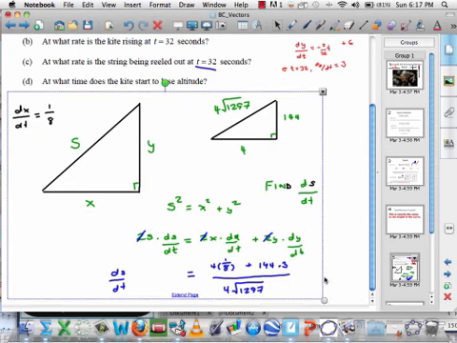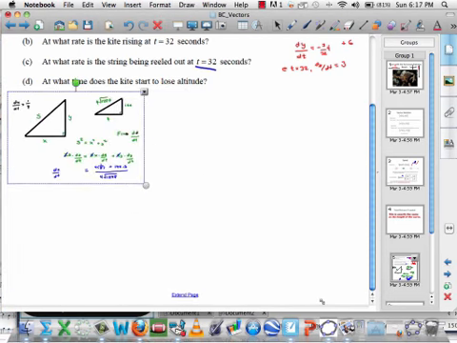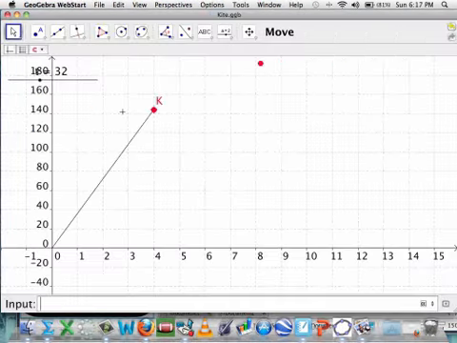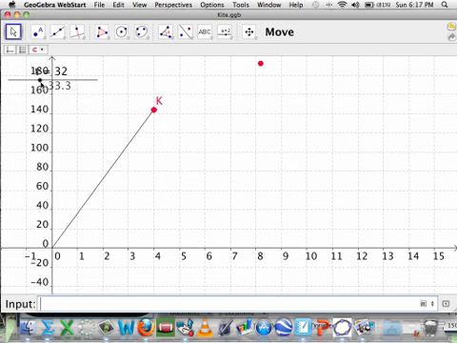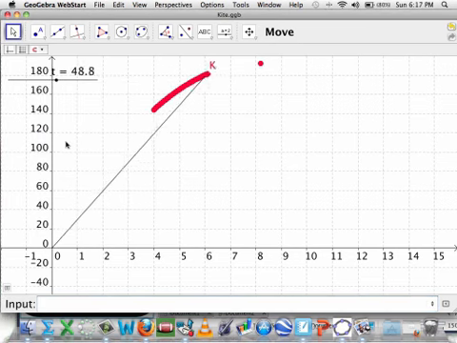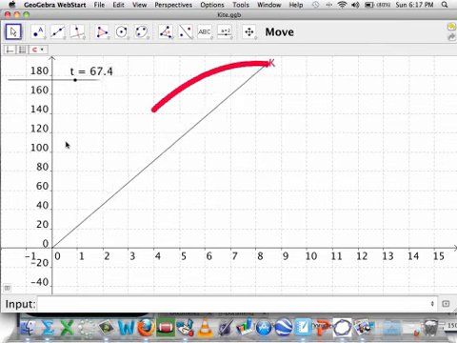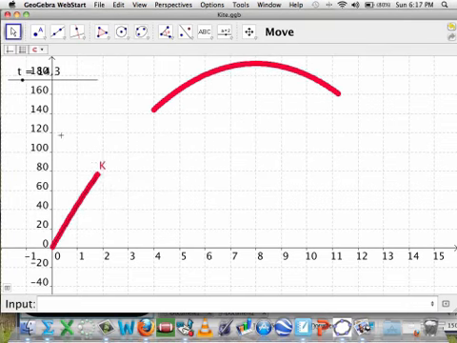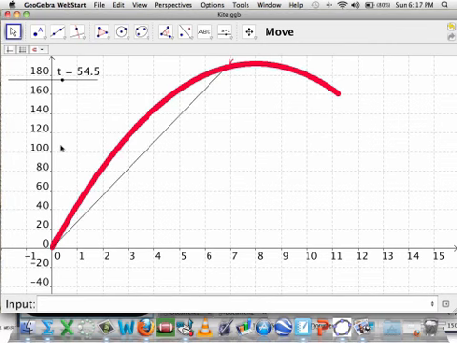At what time does the kite start to lose altitude? Okay, another way of thinking about that is, when does the kite reach its maximum? Let me go back to our picture here. Let's animate once again, and we can see that as the kite moves farther and farther to the right, at some point it does reach its maximum value, and we're asked to find what t value that occurs. Okay, so once we find the answer, we'll be able to check it pretty quickly here to see if we're correct. So what do we do here?